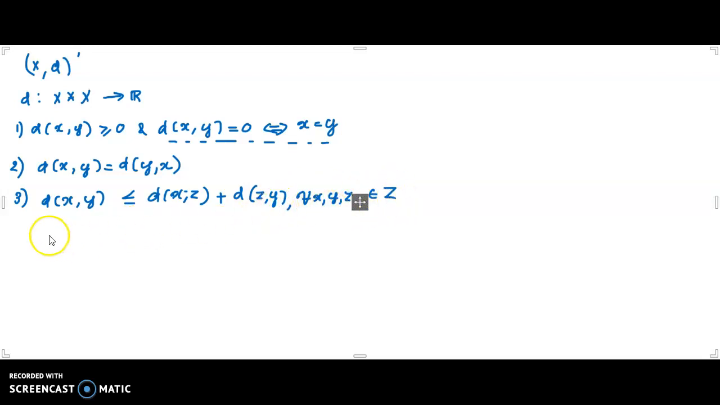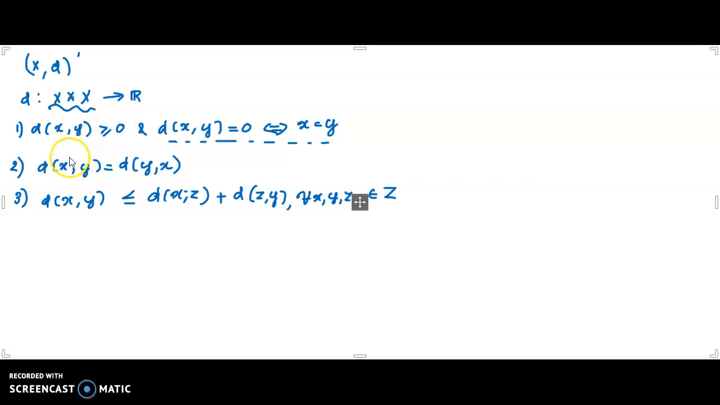Here we have 3 elements, but in the operation of a metric only 2 elements are needed, d(x, y). They can be the same, but usually we need 2 elements. Therefore, d is a function from X cross X, and the result must be a real valued function. The result must be a real value to make it a metric.